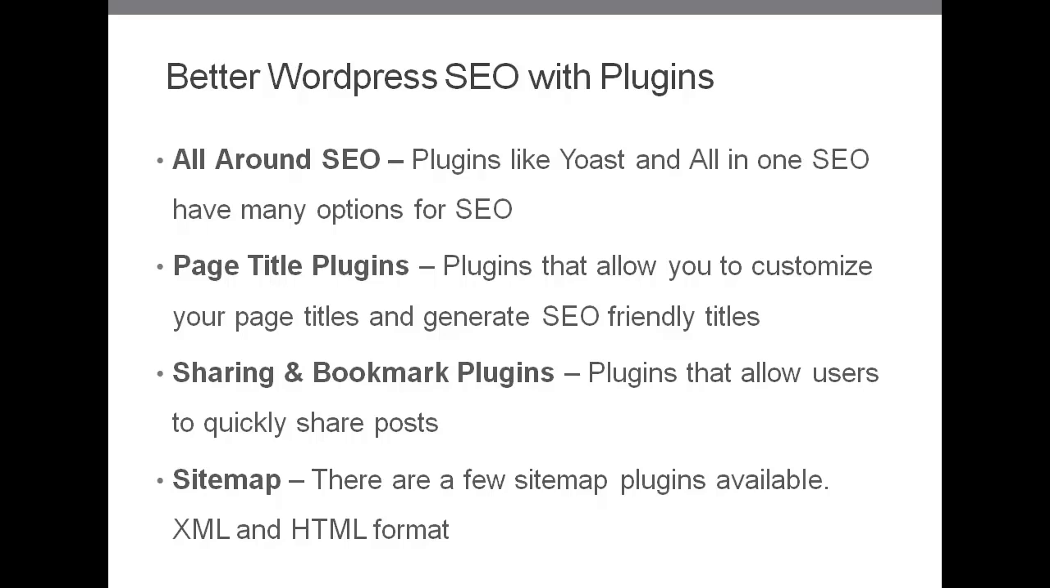Then we have content plugins, which allow us to further customize page titles and things like that. Sharing and bookmark plugins are important. They give a way for your users to quickly share whatever you're posting about. So that's definitely something that you should have. A sitemap, I would suggest using a sitemap plugin. Some people say that sitemaps don't really do anything for SEO, but others disagree. So I would suggest using one. So we'll look at a sitemap plugin a little later.